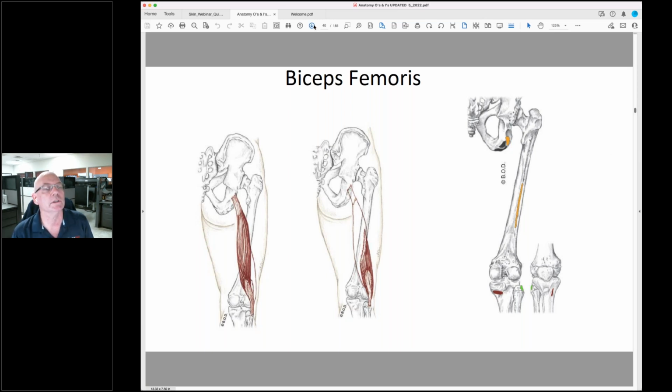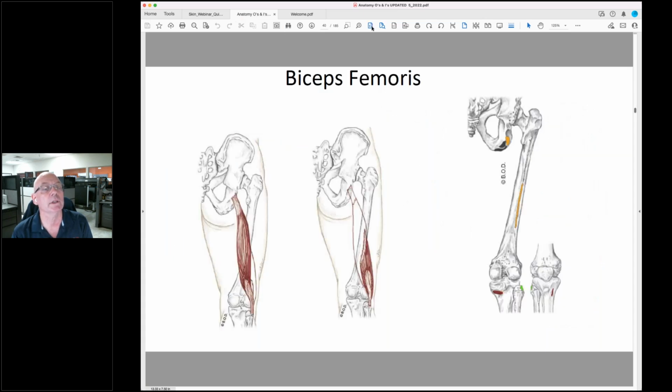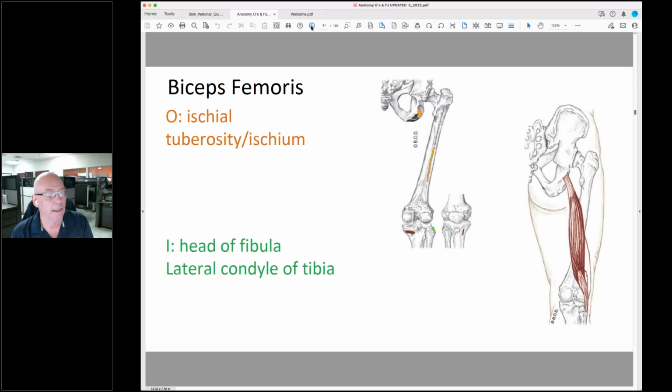All right. Origins and insertions. The origin is the ischial tuberosity of the ischium. I don't know if there's an ischial tuberosity anyplace else. I think that's pretty much the only origin, on the ischium. That's kind of a joke.